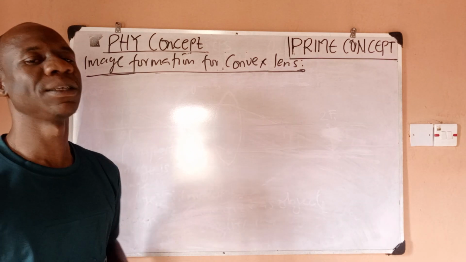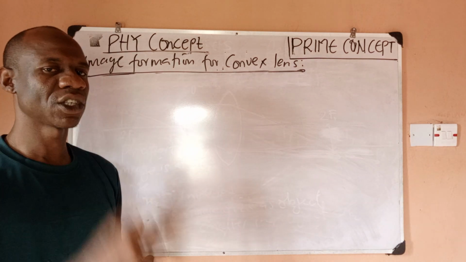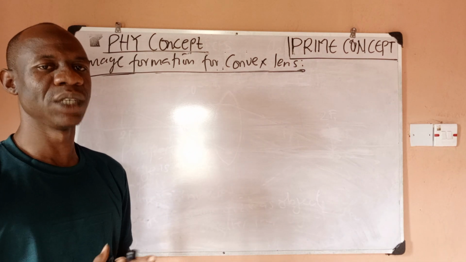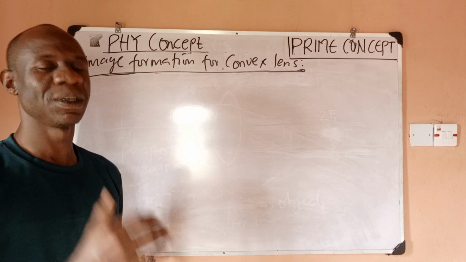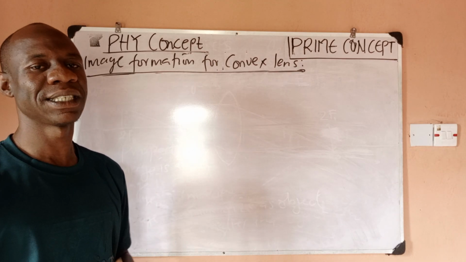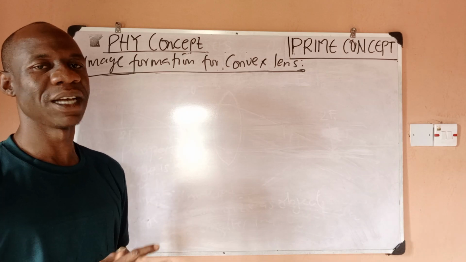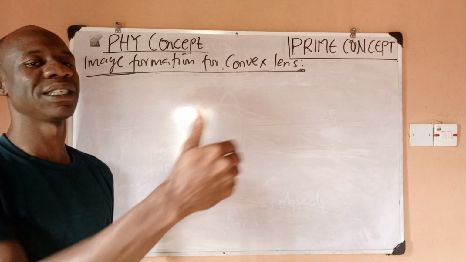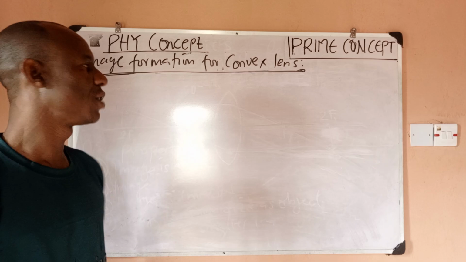And we outlined the properties of this image. We mentioned that the image is going to be real. We mentioned that the image is going to be inverted. We mentioned that the image is going to be the same size as the object. We also mentioned that the image is going to be the same distance from the lens as the object.